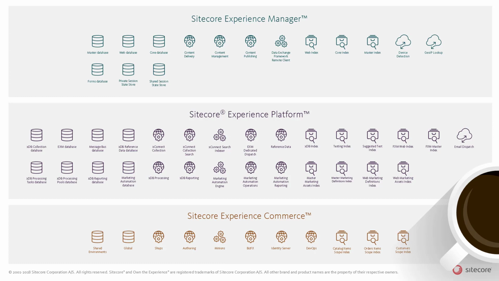The Sitecore 9 product series consists of three major products: Sitecore Experience Manager, the Sitecore Experience Platform, and finally, Sitecore Experience Commerce. Each of the Sitecore products contains a number of logical entities, which together with a number of cloud services forms the entire functionality of the Sitecore platform.